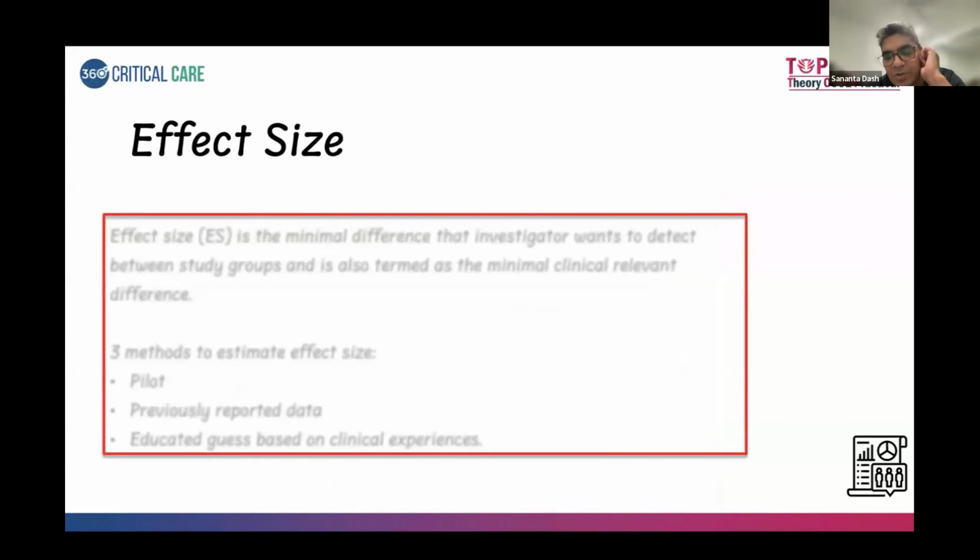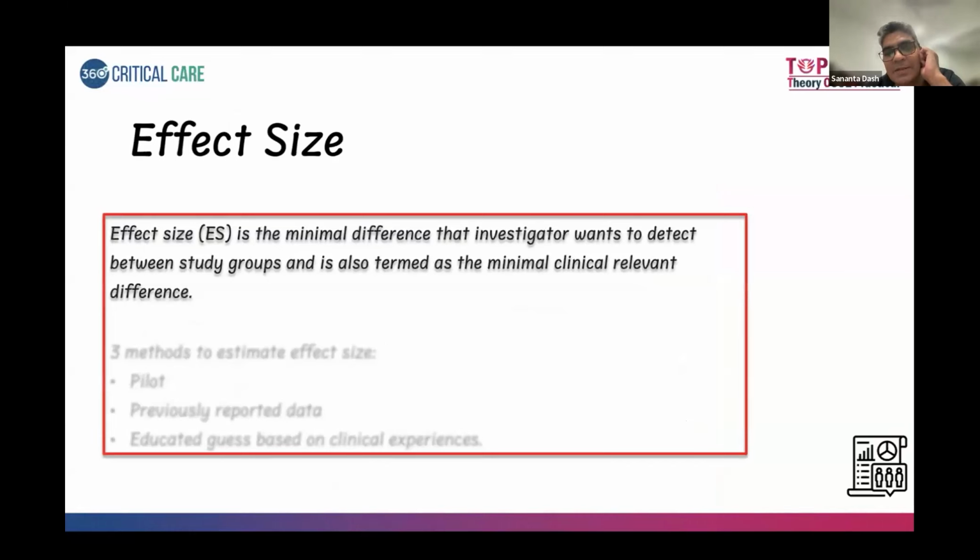The third point, we talked about the effect size. Effect size is the minimal difference that the investigator wants to detect between the study groups and is also termed the minimal clinically relevant difference. For example, if you're testing two antihypertensive agents, A and B, A reduces the systolic blood pressure by 20. We'll talk about that example later on. And B reduces the systolic blood pressure by 10. So the effect size is 20 minus 10, which is 10. All right, it's very straightforward.